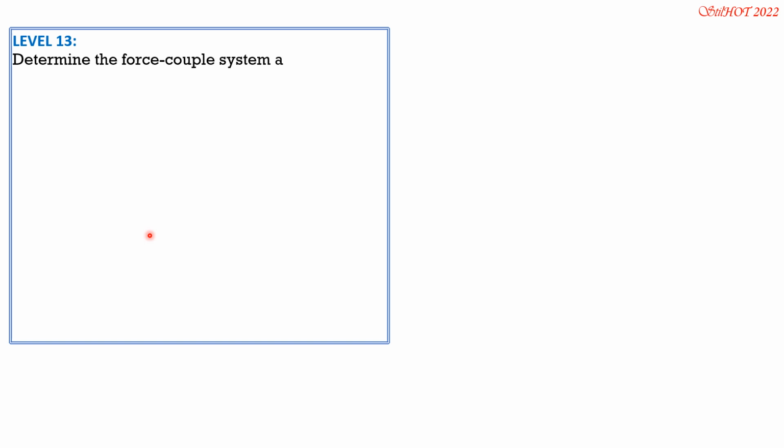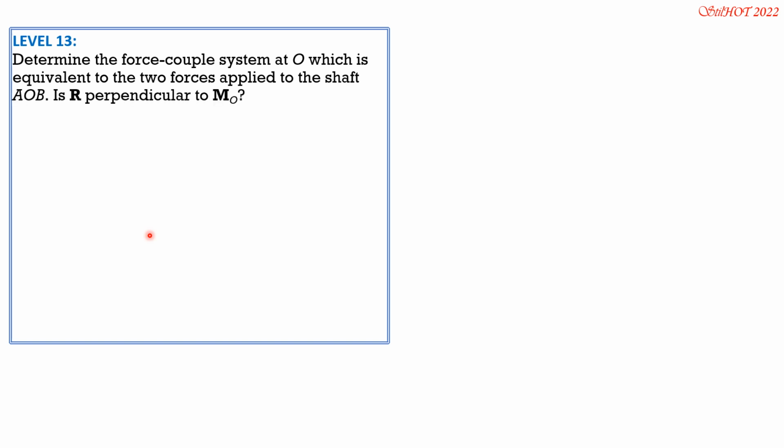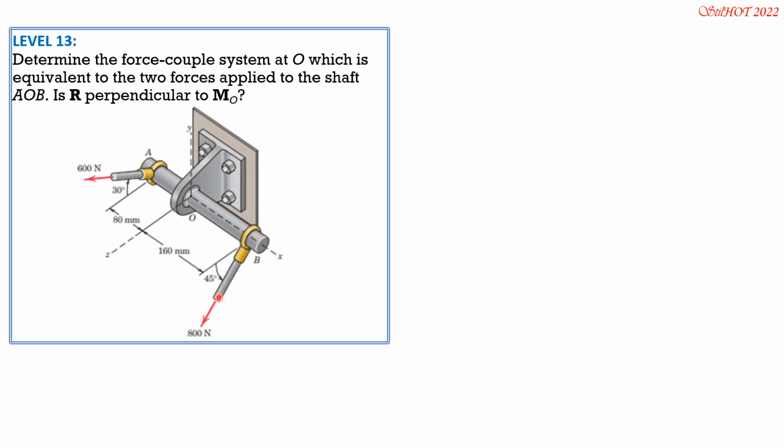Determine the force couple system at O, which is equivalent to the two forces applied to the shaft AOB. Is R perpendicular to MO? So this is the figure. We can solve this by vector approach, but I'll present the scalar approach because definitely you will like the scalar approach better than the vector approach, unless the situation is very challenging and we have to apply the vector approach.